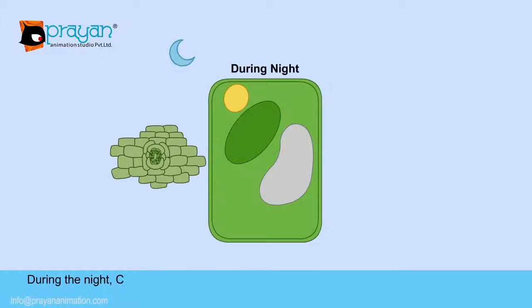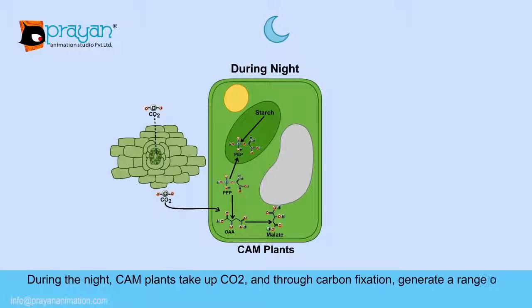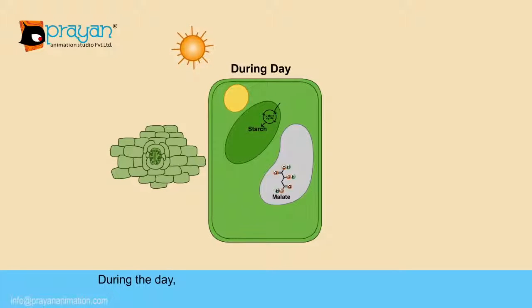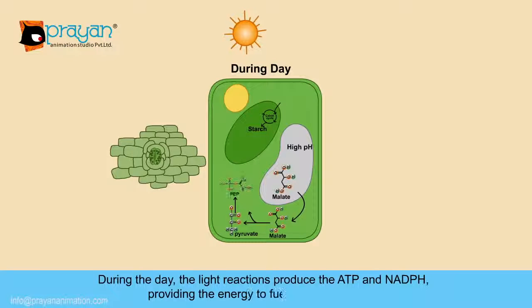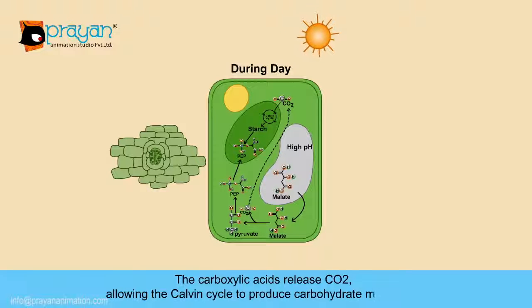During the night, CAM plants take up CO2 and, through carbon fixation, generate a range of organic acid molecules that get stored in vacuoles until the stomata close. During the day, the light reactions produce the ATP and NADPH, providing the energy to fuel the Calvin cycle. The carboxylic acids release CO2, allowing the Calvin cycle to produce carbohydrate molecules.